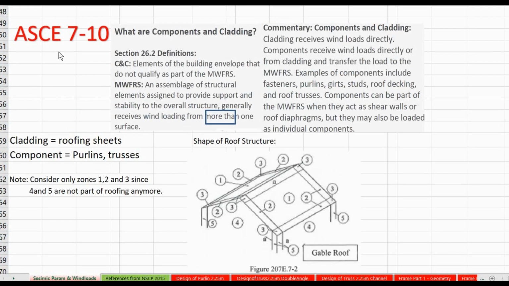NSCP 2015 is based from ASCE 7-10. So what are components and cladding? Ang cladding, yan po yung roofing sheets, and then component, yan po yung purlins and trusses. So cladding, yan po yung nagre-receive ng load, and then yung component, yan po yung nagta-transmit ng load from the roofing sheets. So ito po ang ating figure. Ito po yung shape of roof structure. So mapapansin nyo na gable type siya.